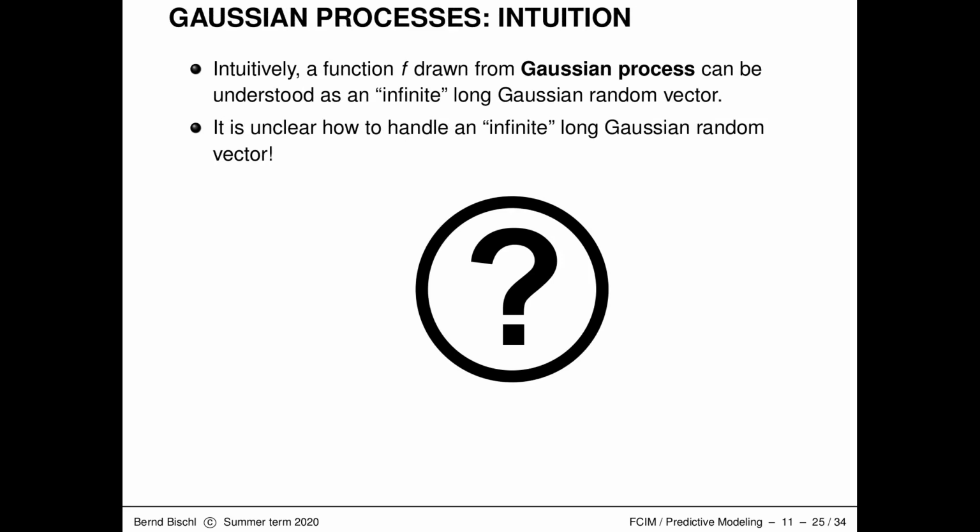So intuitively, we can understand a function drawn from a Gaussian process as a Gaussian random vector of infinite length. But I guess for nearly all of you, it's very unclear how to handle such infinitely long Gaussian random vectors. The good news is we don't have to do this for any interesting computation on such a Gaussian process. At the end, it will still all boil down to finite dimensional linear algebra.